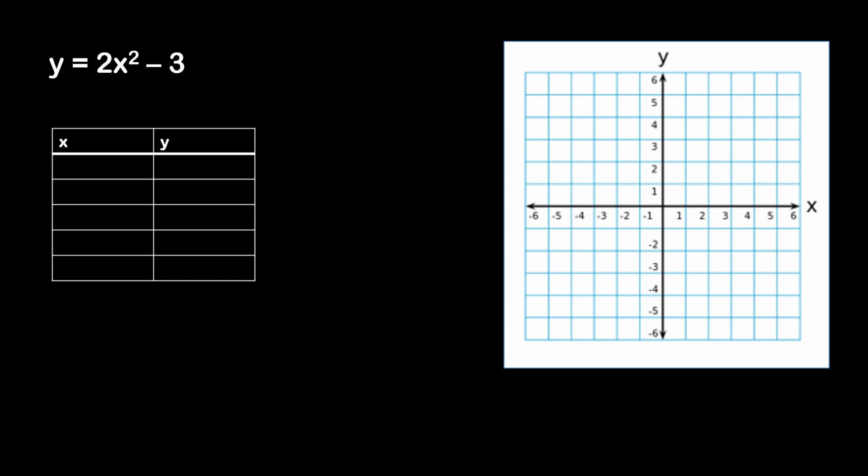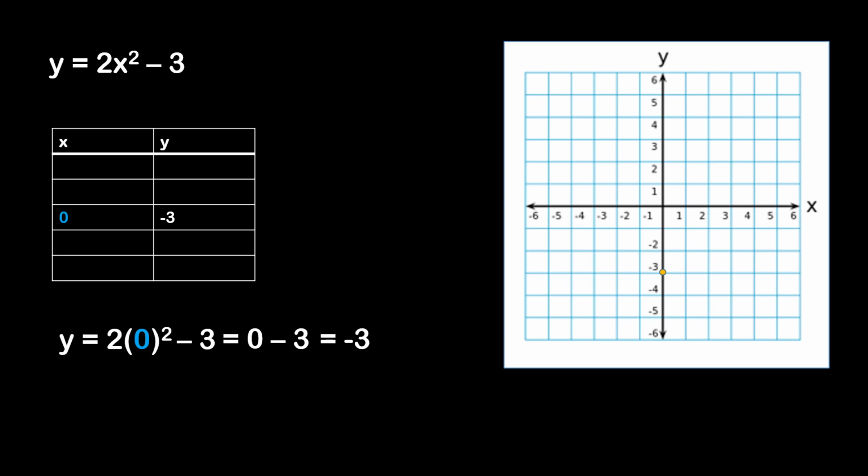And again, we'll start off with x is equal to 0. So if I plug x is equal to 0 into the equation, I'll have y is equal to 2 times 0 squared minus 3. 2 times 0 squared is 2 times 0, or 0. So we have 0 minus 3, or negative 3. So we have that for x is equal to 0, y is equal to negative 3. So I'll plot that point on the graph, and we can do another one.